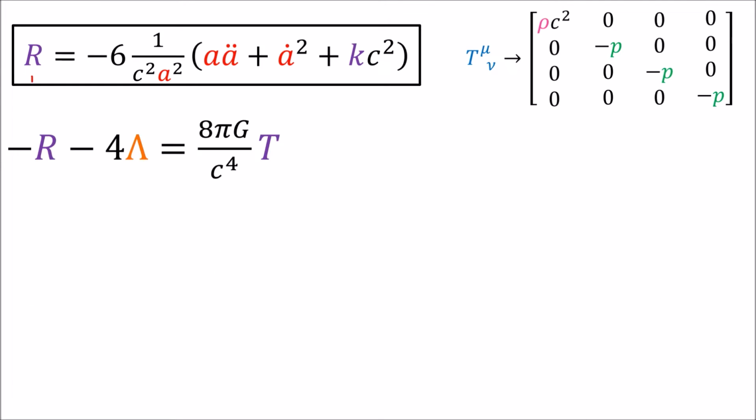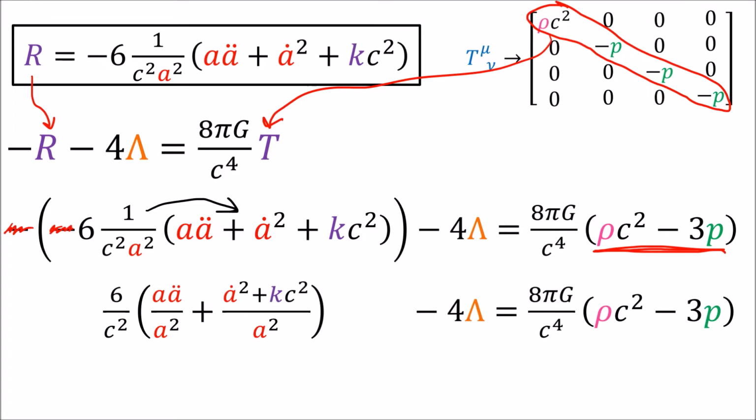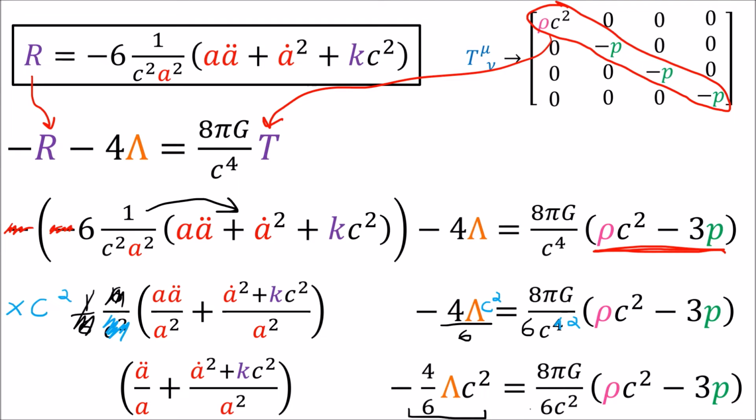We can now plug in the Ricci scalar, and the trace of the perfect fluid energy-momentum tensor is rho c squared minus 3p. We can cancel these minus signs and distribute, multiply all terms by c squared, and divide all terms by 6 to get 4/6 and 8/6.